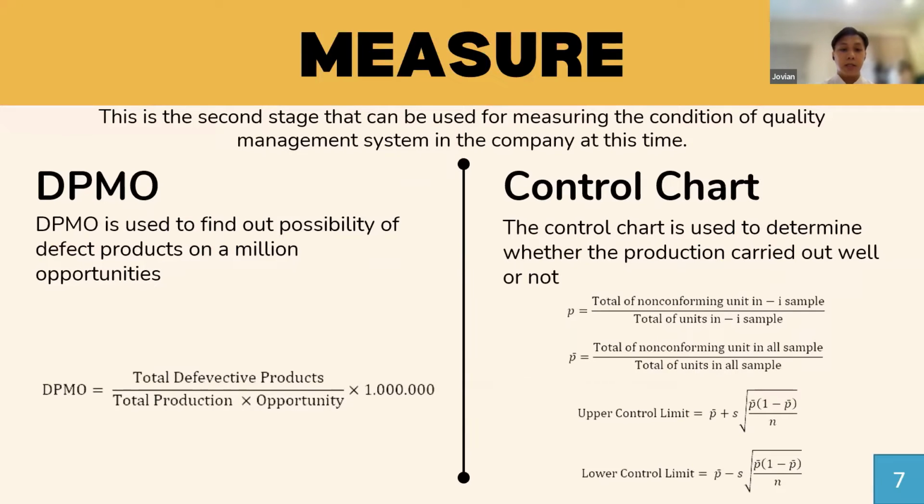And next is the measure stage, which can be used for measuring the current condition of the quality management system in the company. There are 2 tools that are used in this stage. The first one is DPMO, or defects per million opportunities, which is used to find out the possibility of producing a defective product in a million production. The second one is the control chart, which is used to determine whether the production is running well or not.